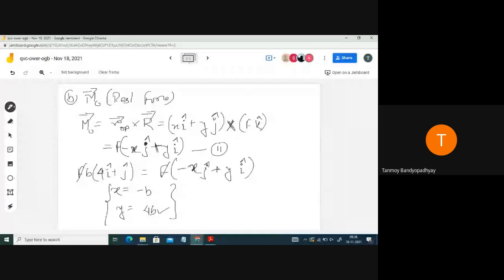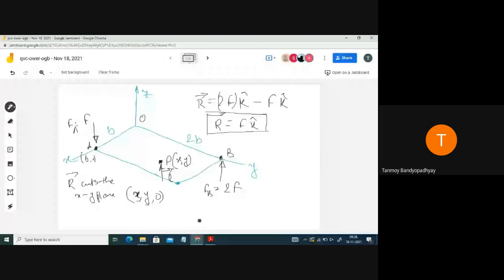So it is actually not lying on the plate. If I plot the point, x is minus b, so it lies on this side. Minus b means this point, and y is 4b, which will be somewhere around there. So at this point, you can see this point is actually outside the plate, right?